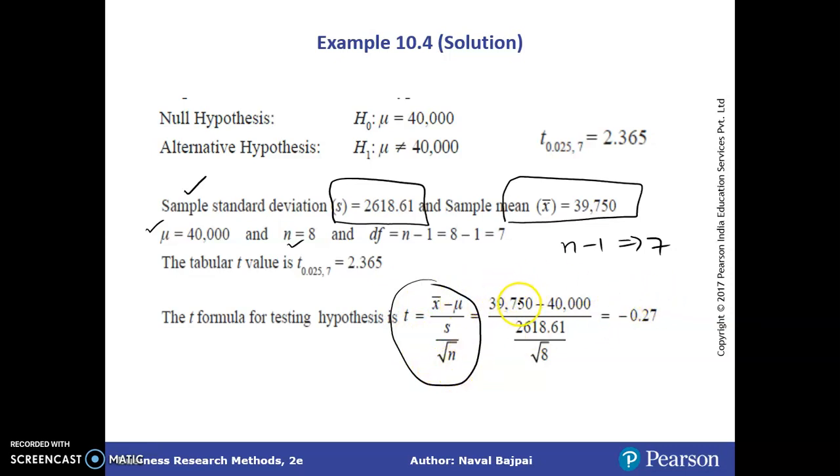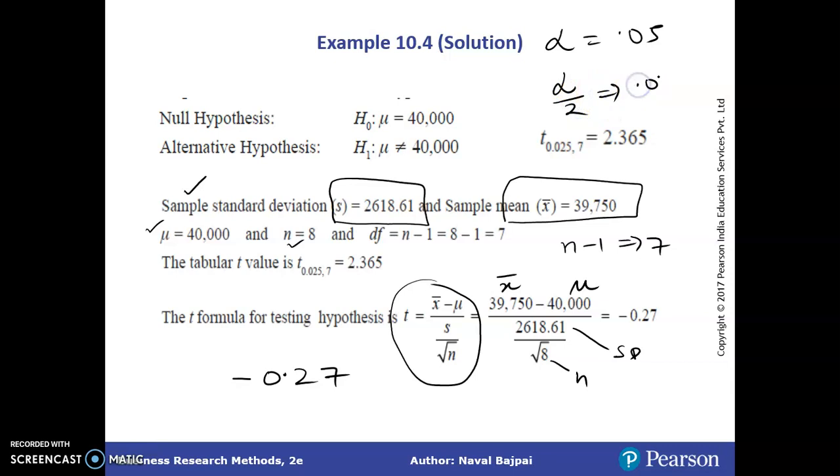So as we plug in all these values here, this is the sample mean, this is the population mean, this is the sample standard deviation, and this is the size n. And then we calculate the value, it will be minus 0.27. Now what we do next is, our significance level was 0.05 and it was a two-tailed test, so it will be alpha by 2.